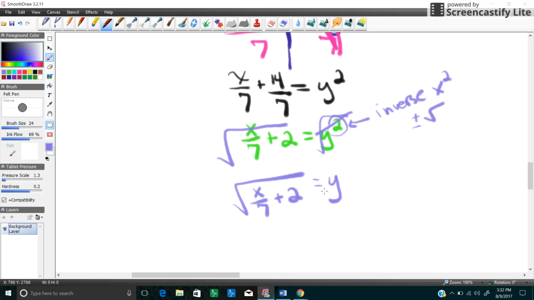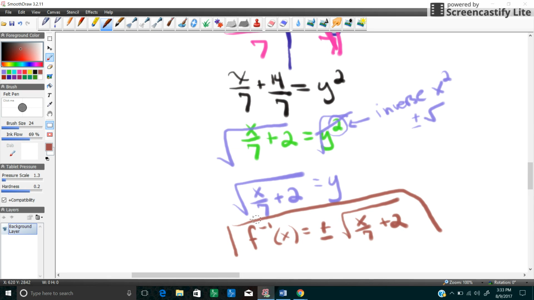Final step, rewrite this, because we don't want to leave it as a y. We want to write it correctly. So f negative 1 of x is equal to plus or minus the square root of x over 7 plus 2.